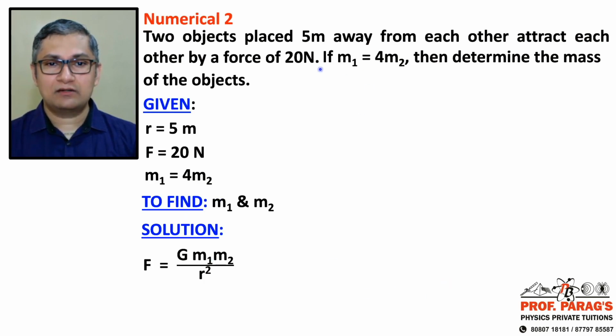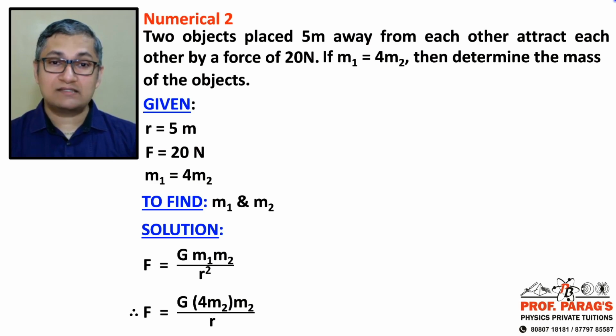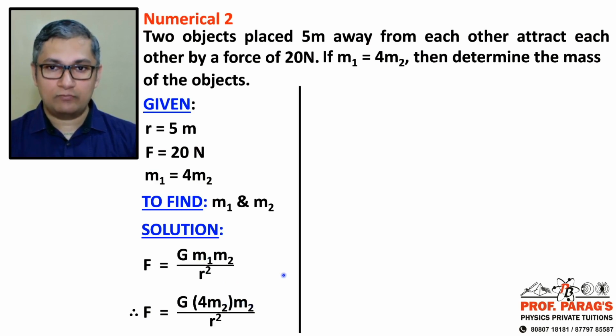But here, since the force is quite small, we can understand it's probably not a planet. Usually for planets we use capital M, so here we can use small m. Even in the question it is small m. So F = G M1 M2 by R square. Let's substitute the value of M1, because M1 is 4 times M2. So M1 becomes 4 M2, and I have G into 4 M2 into M2. M2 into M2 is going to become M2 square, right?